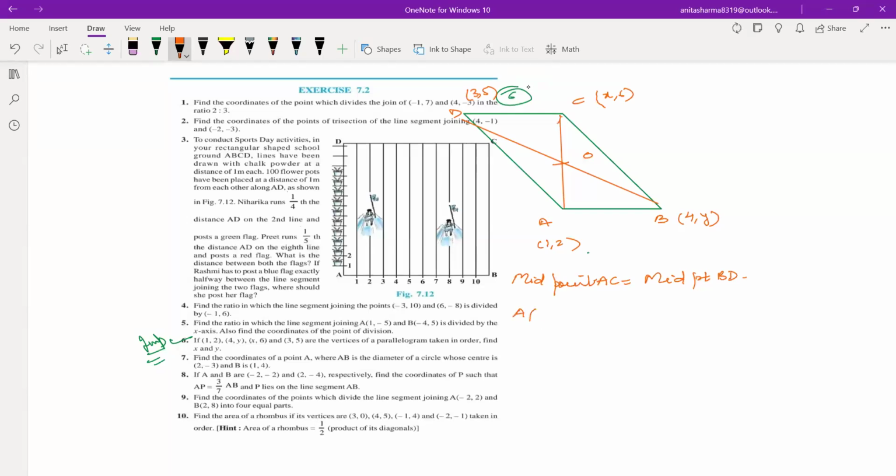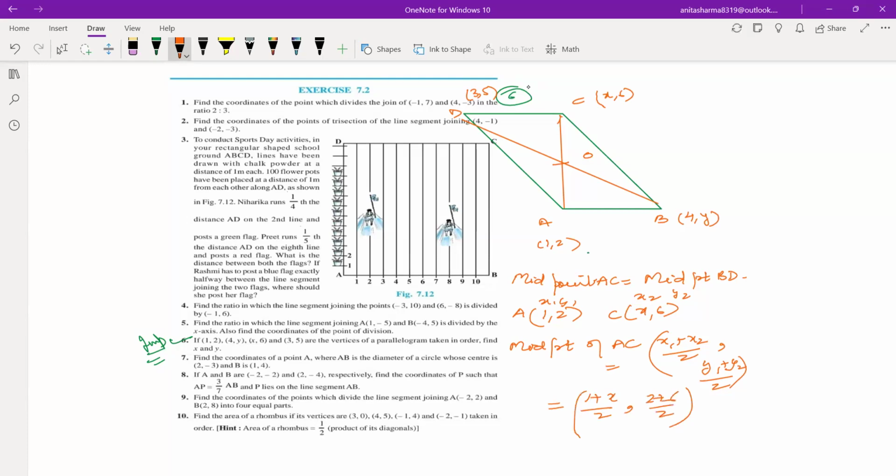Coordinates of A are 1, comma 2 and C is x, comma 6. So we will find the midpoint of AC first. It will be x1 plus x2 divided by 2, comma y1 plus y2 divided by 2. So x1 is this, y1 is this, x2 is this, y2 is this. So 1 plus x divided by 2, comma 2 plus 6 divided by 2. Understood this thing, children?